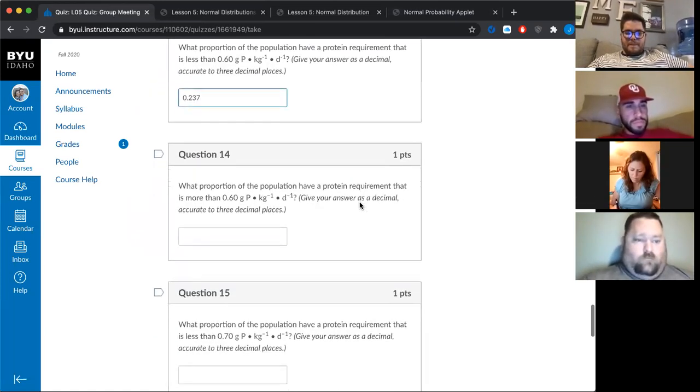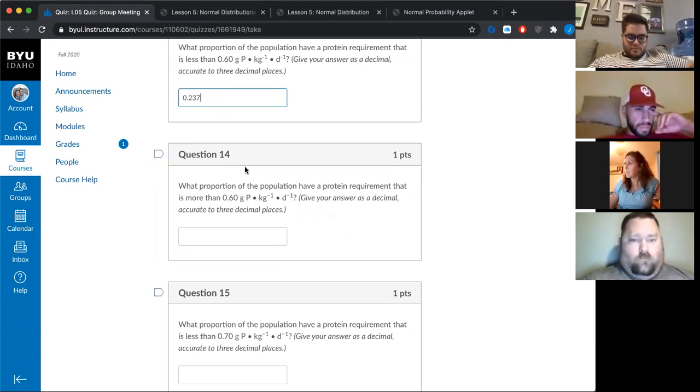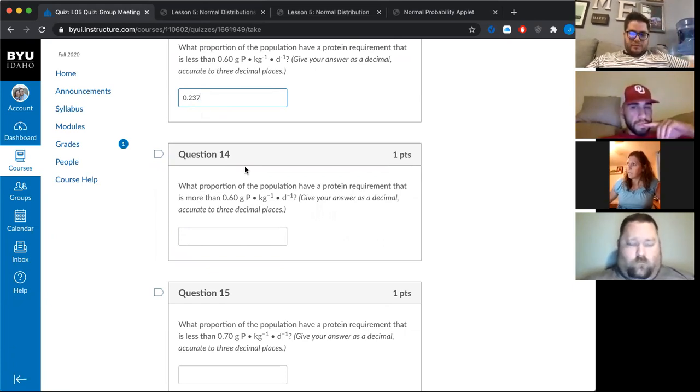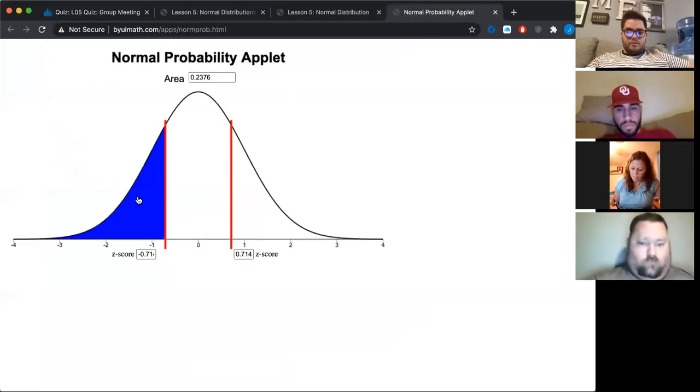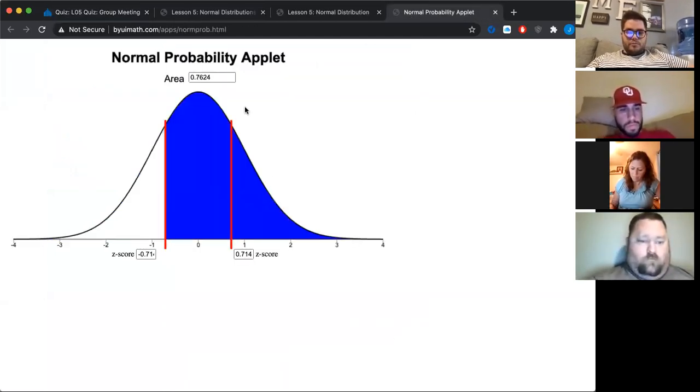All right. So then what proportion of the population have a protein requirement that is more than 0.6? So then we'll just do 1 minus our previous answer of 0.237 to give us 0.763. Right? We click our other 2. Okay. This says 0.762, but we rounded, so it's going to be a little different.